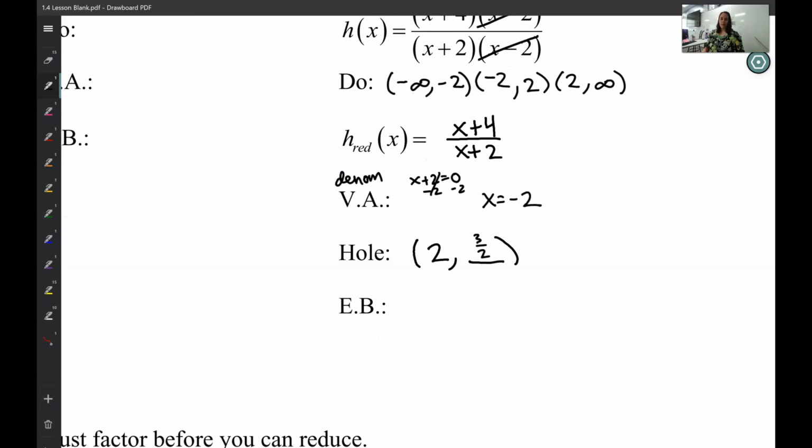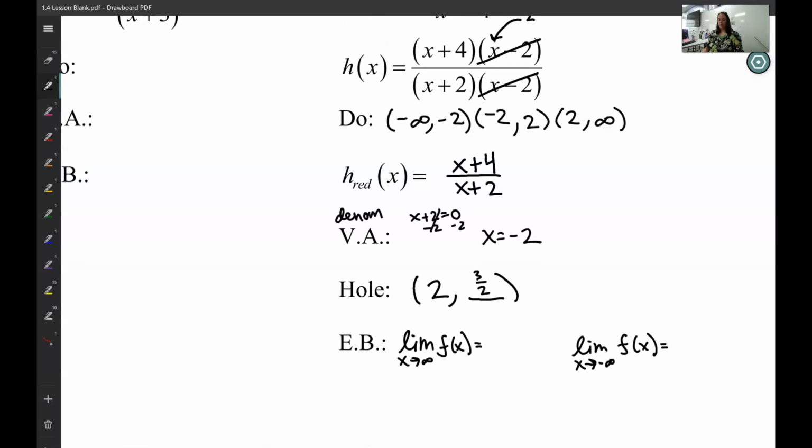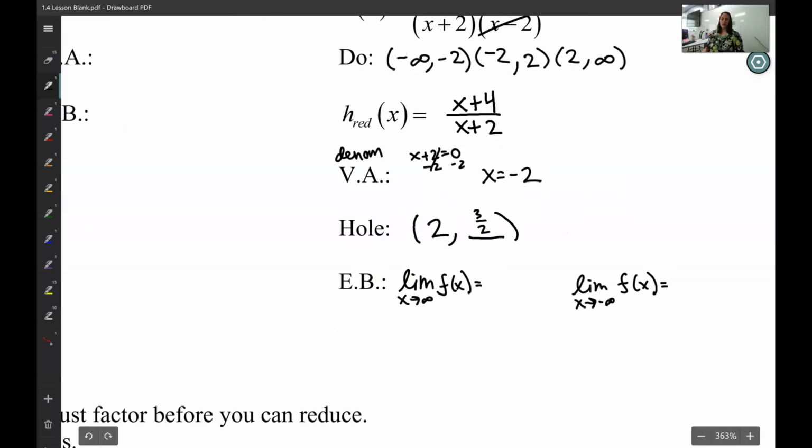Lastly, I have end behavior. So I have end behavior to the right as x goes to infinity, and end behavior to the left as x goes to -infinity. Now when I talk end behavior, you can either look at the standard form here, or you can look at the reduced form. Either one will give you the same answer. So let's look at our reduced form. It's a little easier. So we have x plus 4 over x plus 2.